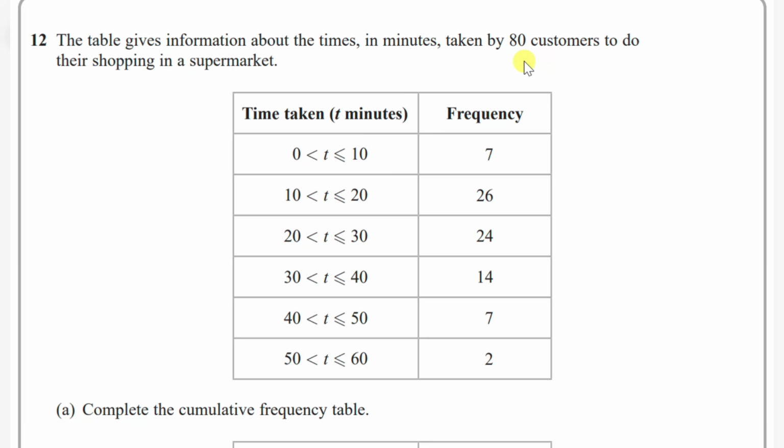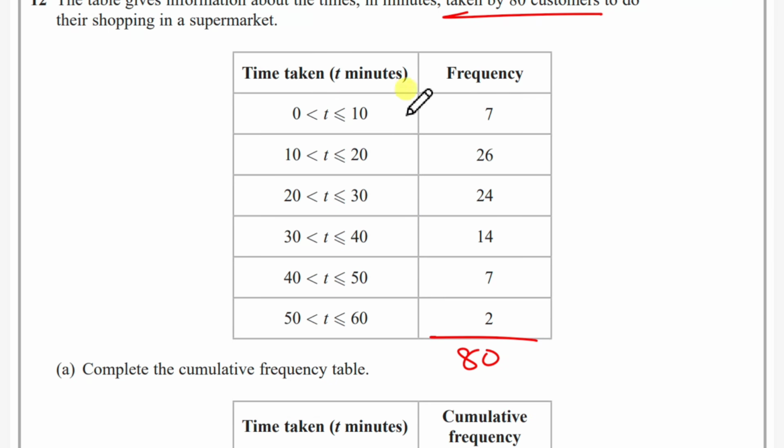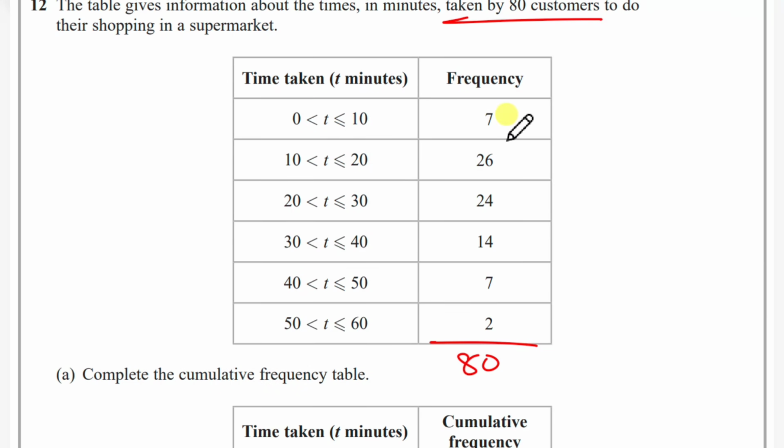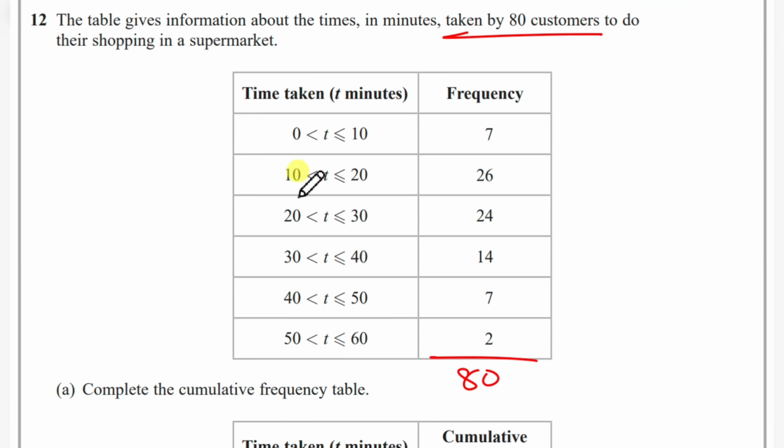Okay. Now this is taken by 80 customers. That means the total frequency is 80. Frequency means how many people or staff or items. So we've got 7 people between 0 and 10 minutes. And this is to do shopping, they're timing their shopping. And you've got 26 people that like to shop between 10 and 20 minutes. I know my family, they're near the bottom. They're definitely up to an hour.